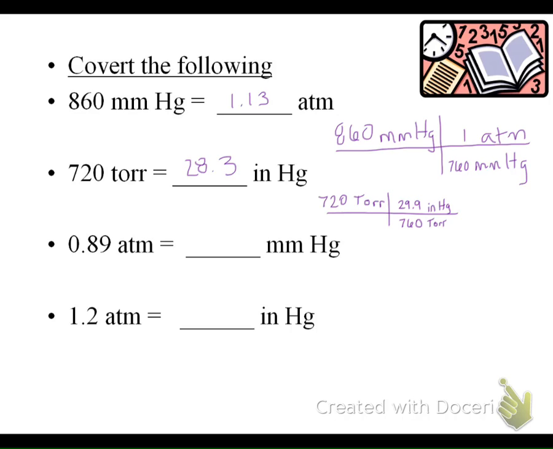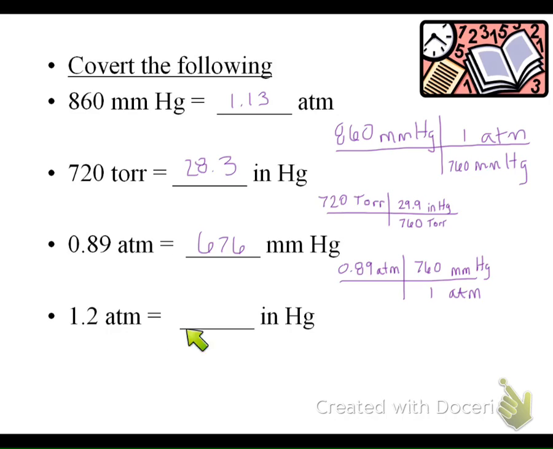So 0.89 atmospheres is going to be my next one, so I'm going to start with that in my upper left-hand T-chart. I know that atmospheres needs to go here in order for it to cross out, and then I ask, can I go from atmospheres to millimeters of mercury? I definitely can, because I know that 1 atmosphere is equal to 760 millimeters of mercury. So I multiply across, and I get that 0.89 atmospheres is equal to 676 millimeters of mercury.